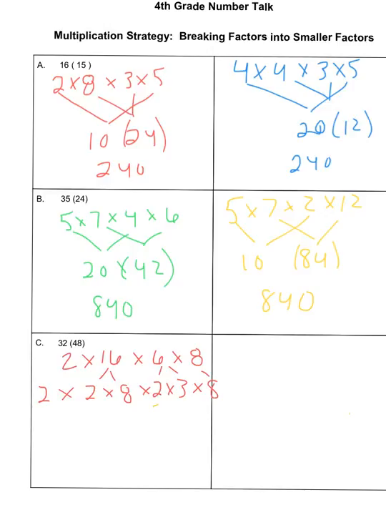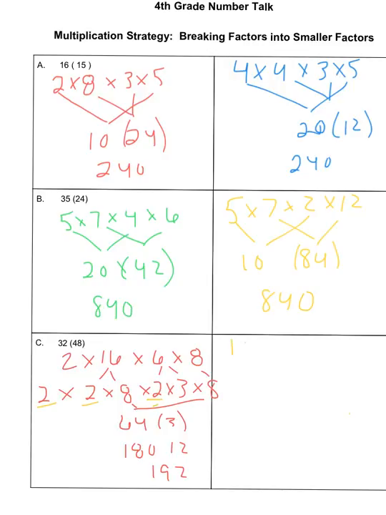Because then we could say, we know 8 times 8 is 64. And then if we think about this, we could say 64 times 3, because I know 60 times 3 is 180. 4 times 3 is 12. So 64 times 3 would be 192. And then with 192, we have to double it 3 times. So let's see what happens.